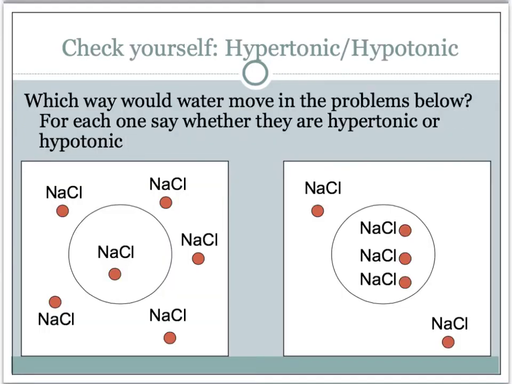Alright, check yourself with these two problems. Again, this is a little bit difficult, but if you remember the word salt sucks, that can help you. NaCl, again, is just the science term for salt. If we look at the first example, we see that there's a higher concentration of salt outside the cell than inside. Therefore, water will move towards the salt, and the cell is going to shrivel up, making this hypertonic.